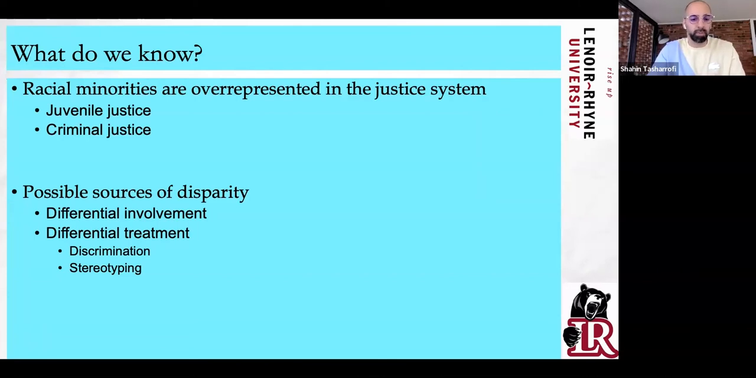So we're going to explore this a little bit further, but it is important to note that these sources of disparity could really be affected by the way that the system basically processes cases as well.